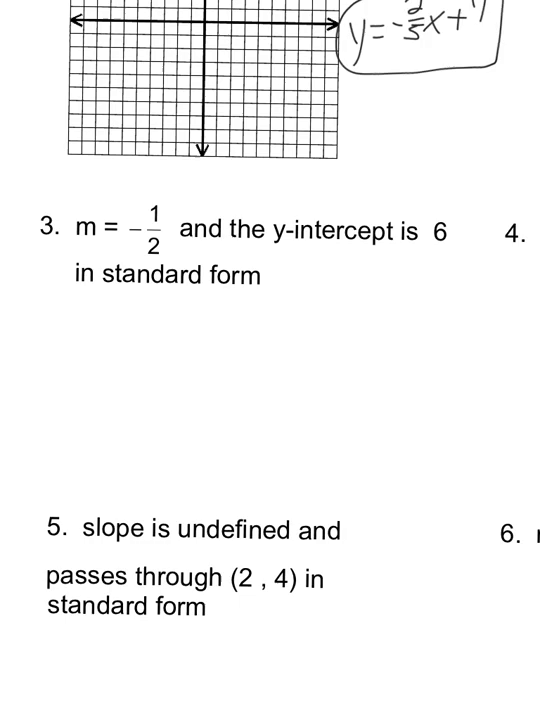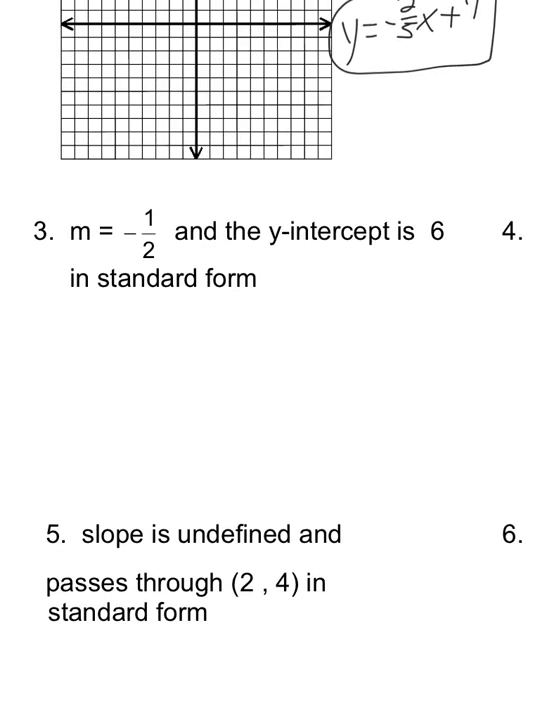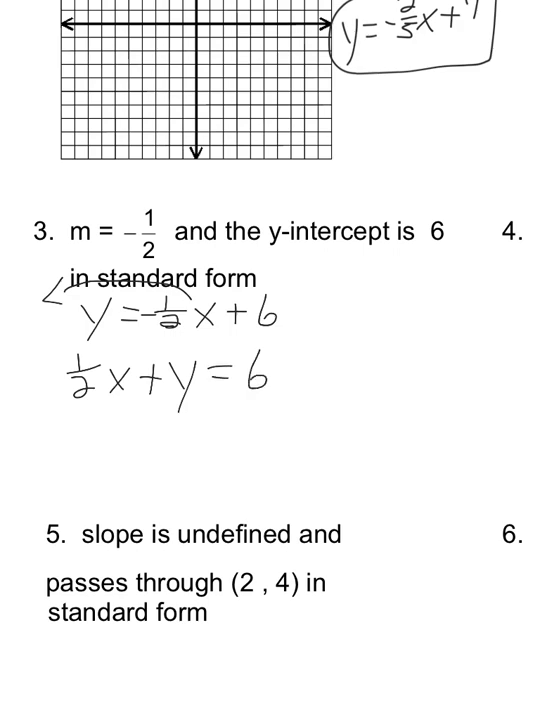Number 3, it gives me my slope and my y-intercept. So all I'm doing is just writing it out. There's no work to be done, but it's going to want the final answer in standard form. So my slope-intercept form would be y equals negative 1/2 x plus 6. Now to put it in standard form, just move the x to the front. So it becomes a positive 1/2 x plus the y that was already there equals 6. Again, we'll talk about how to get rid of fractions at a later time.